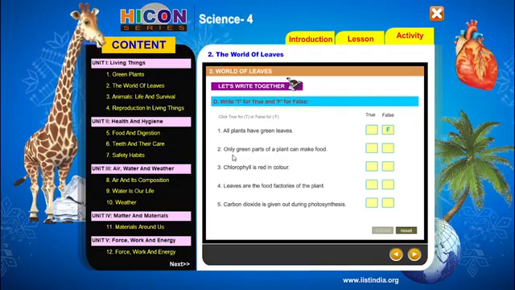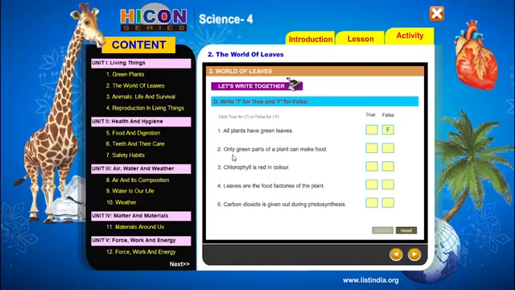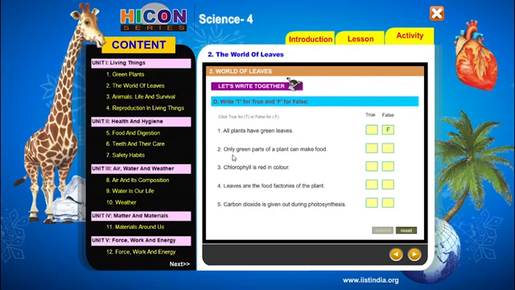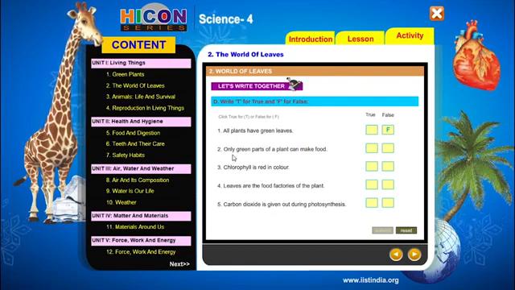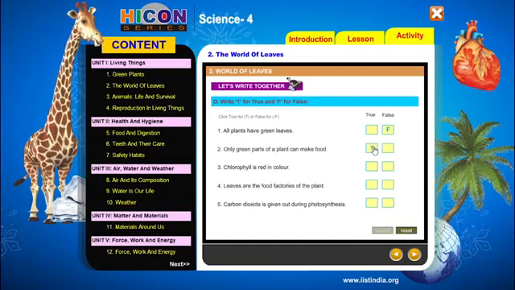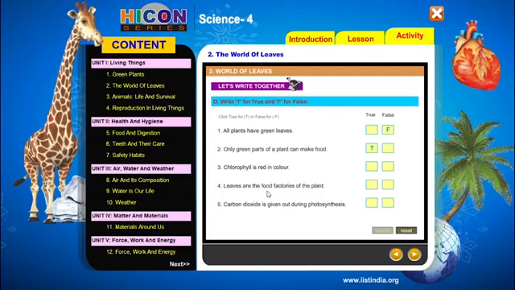Plants can prepare their food in the presence of chlorophyll, but chlorophyll is present only in the green colored parts. So only green parts of the plant can make food. So the second sentence is correct. So write T in the box provided. And read the third sentence: chlorophyll is red in color.